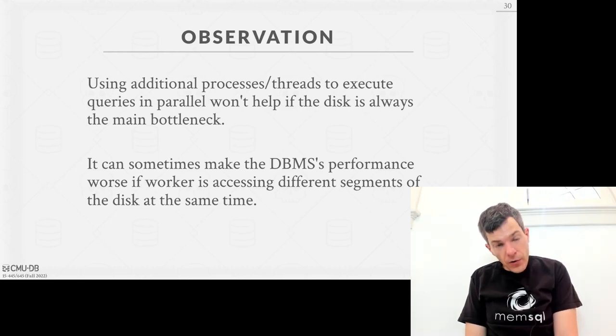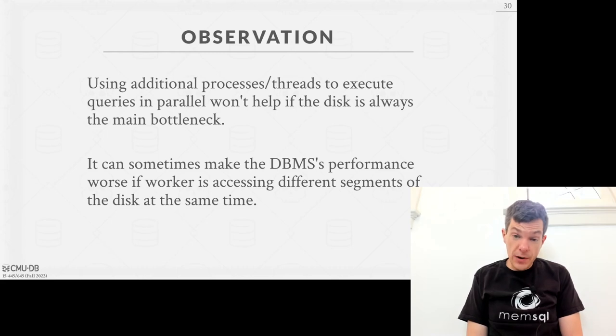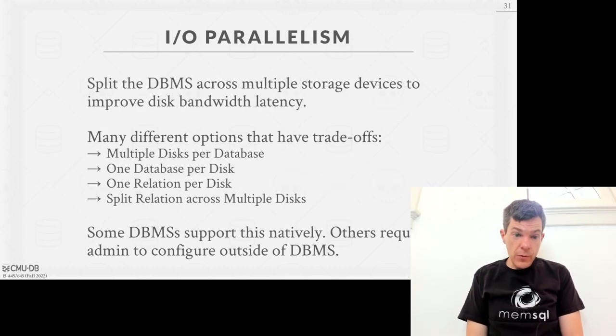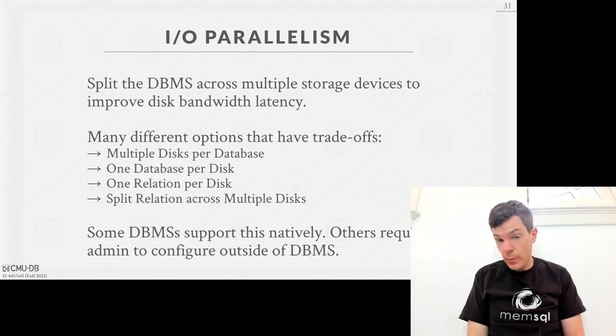So what we also potentially need in our database system is I/O parallelism, so that we can split the database itself, the things that we're actually storing, across multiple non-volatile devices, multiple SSDs, or if we're running in the cloud, multiple S3 buckets. Because this is going to allow us to improve our disk bandwidth quite a bit.